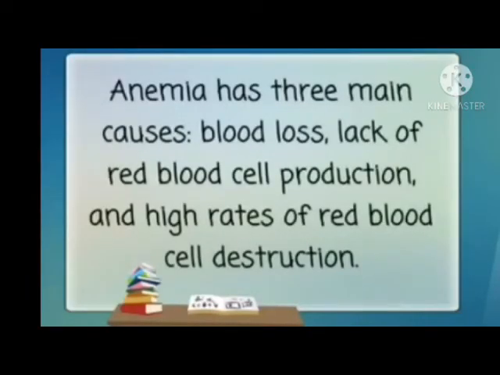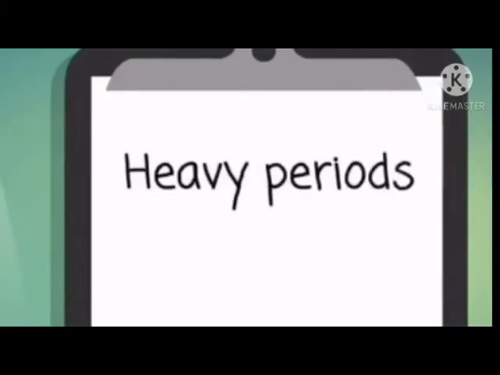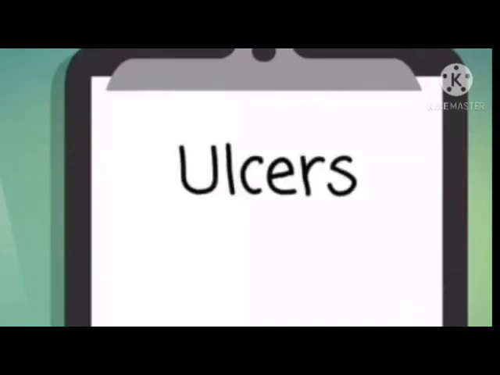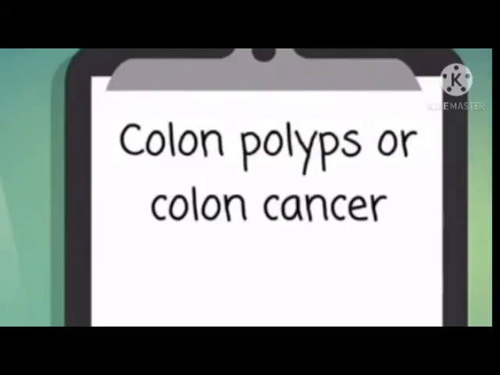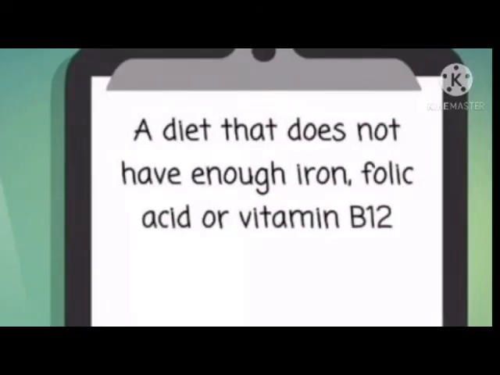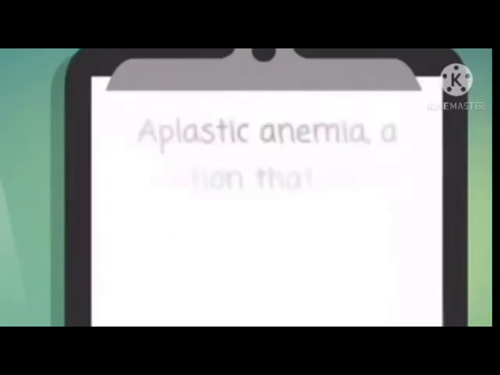Anemia has 3 main causes: blood loss, lack of red blood cell production, and high rates of red blood cell destruction. Conditions that may lead to anemia include heavy periods, pregnancy, ulcers, colon polyps or colon cancer, inherited disorders, a diet that does not have enough iron, folic acid, or vitamin B12, blood disorders such as sickle cell anemia and thalassemia, or cancer.